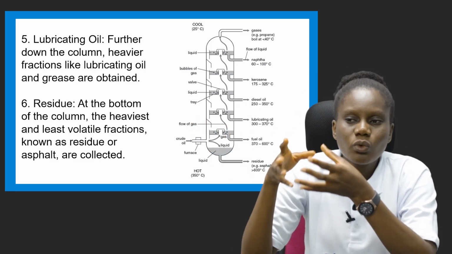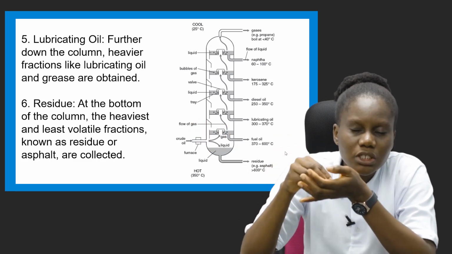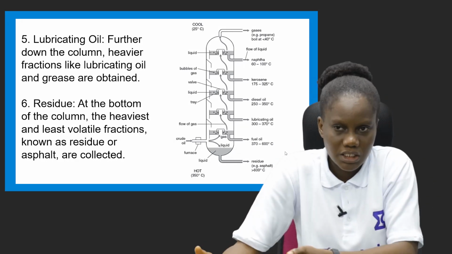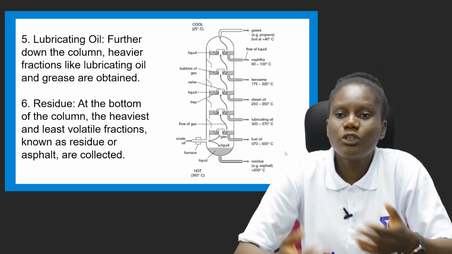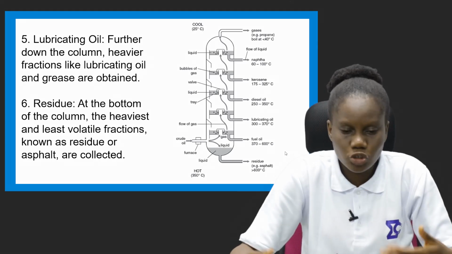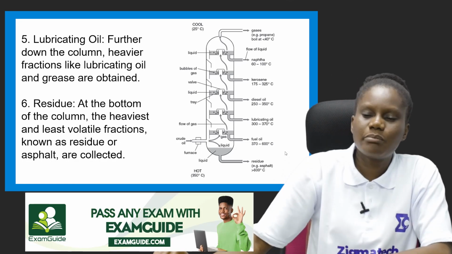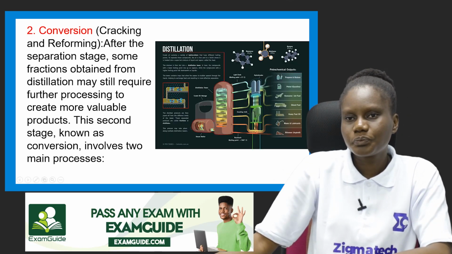But all these other ones that are found at the bottom of the fractionating column are least volatile. They don't easily disappear. They don't easily go out. If you open it down, they least disappear, like your bitumen. So your asphalt, I meant to say, doesn't disappear easily.